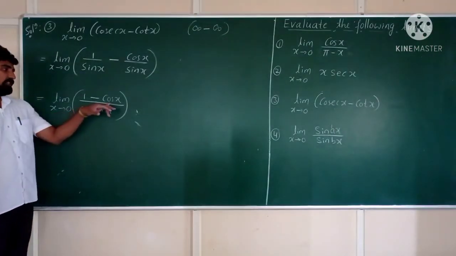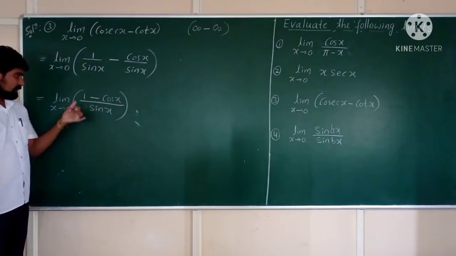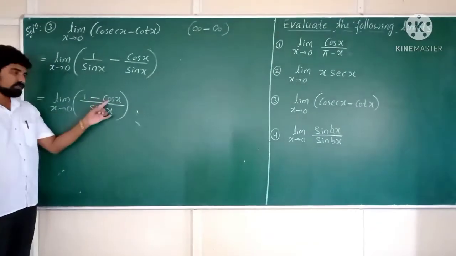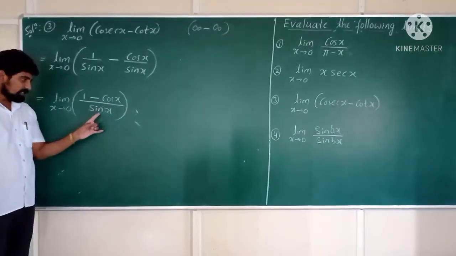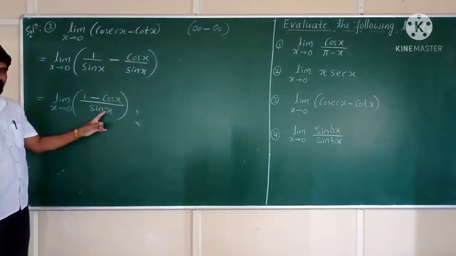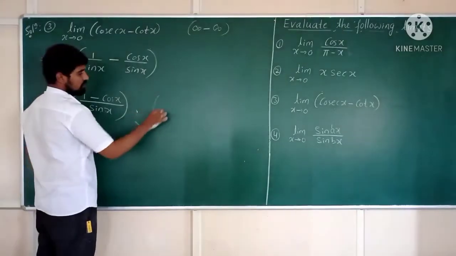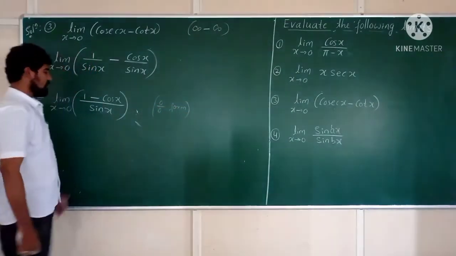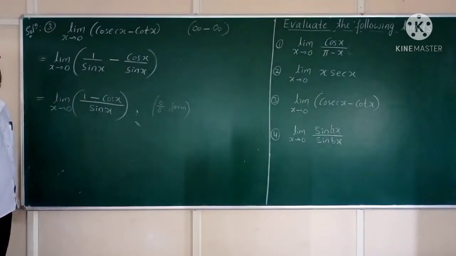If I substitute x is equal to 0 here, 1 minus cos 0, the value of cos 0 is 1. 1 minus 1 is 0. Divided by sin 0, the value of sin 0 is 0. So still it is in which form? 0 by 0 form. Still we cannot substitute the value of x is equal to 0 in this function.